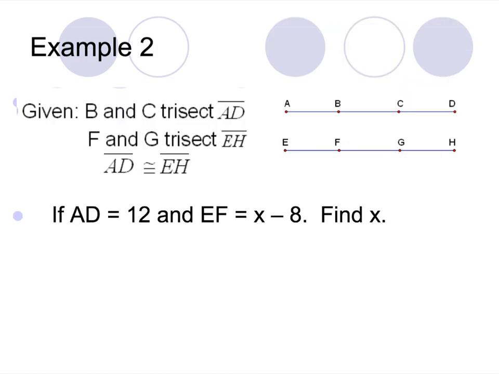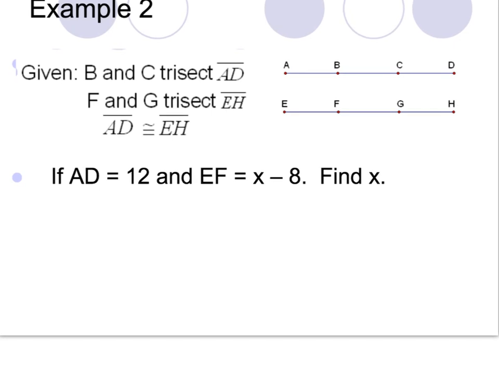So let's try a non-proof, all right? Take a little break from the proof, and then we'll get back to it. So here it says, given B and C trisect AD, F and D trisect EH, and I know that AD is congruent to EH. If AD equals 12, and EF equals x minus 8, find x.